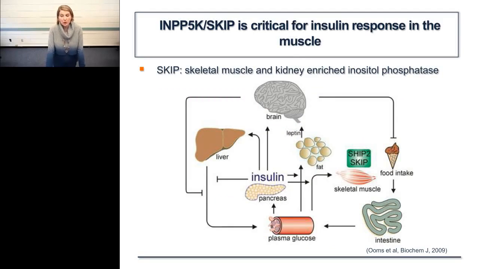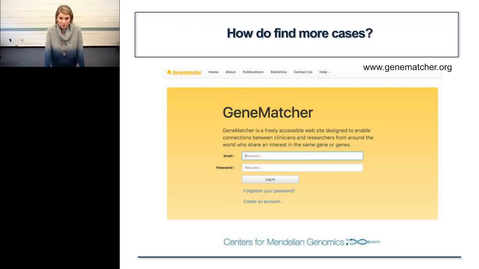Another thing that was really interesting to us is that INPP5K was originally identified as SKIP, skeletal muscle and kidney-enriched inositol phosphatase. So the skeletal muscle there being the operative word. It's very important in the skeletal muscle for insulin processing and response to insulin, and then activation of the mTOR pathway downstream of insulin signaling. So we were really interested because we thought it was critical for muscle development, and we had no idea what it could do in the brain.